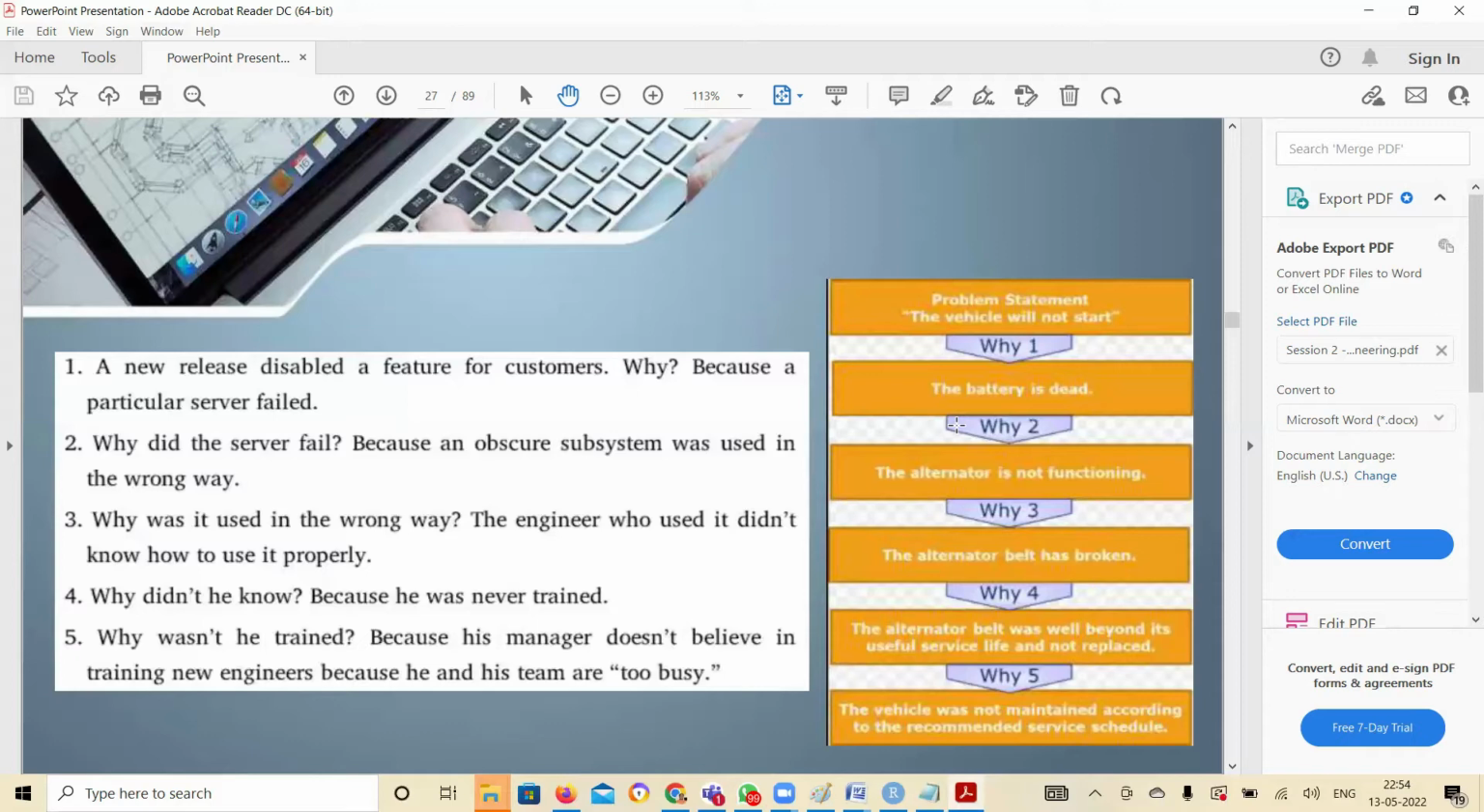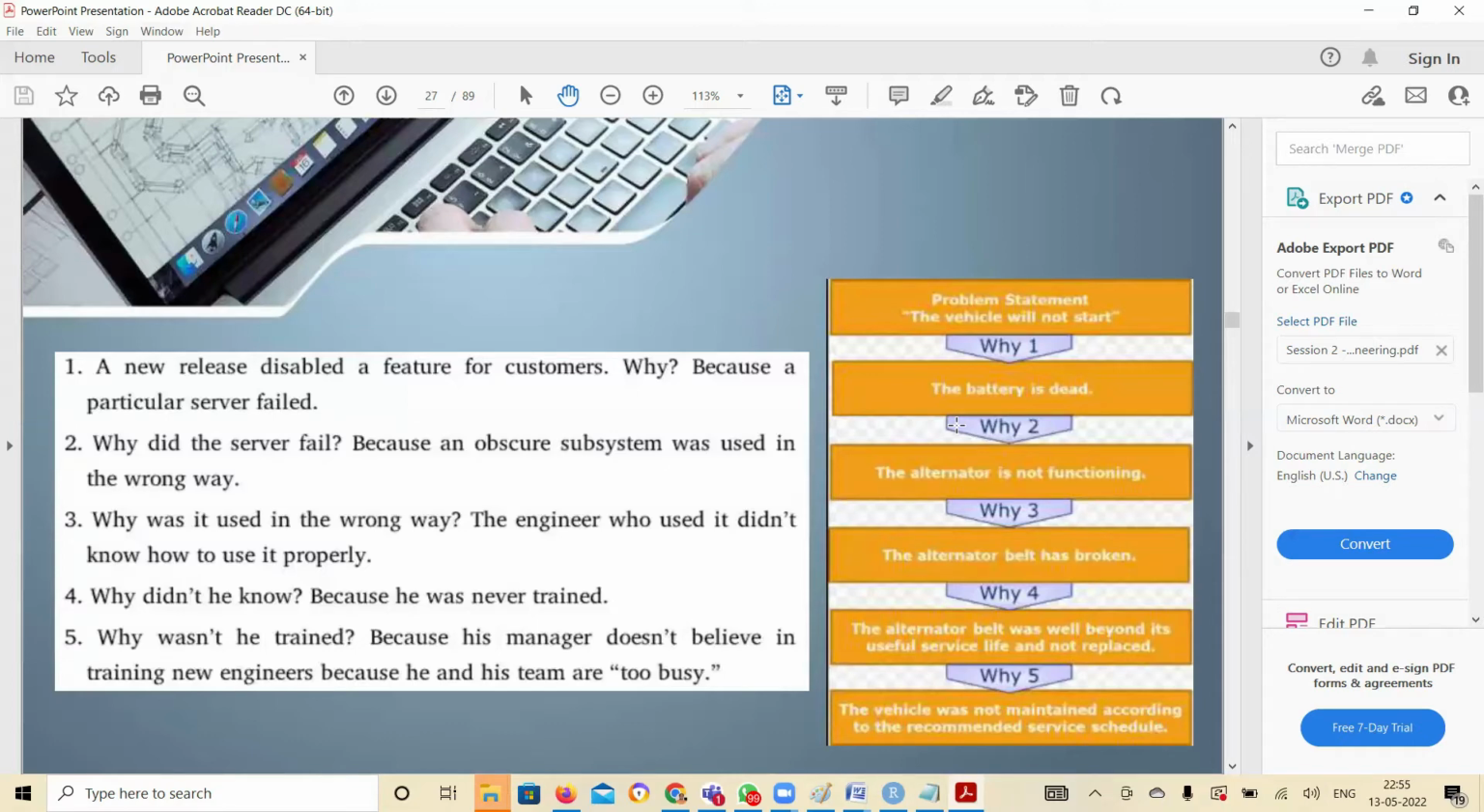So you are talking about the root cause, which if you fix, the problem will not occur. Now you have something on the left side. That's a software problem. Just read through it. A new release disabled a feature for customers. Why? Because a particular server failed. The feature was working fine, but after performing the release, it stopped working. So you figured out why this feature is not working. Then you see that it's disabled. Why was it disabled? That's point number 2. Why was it disabled?